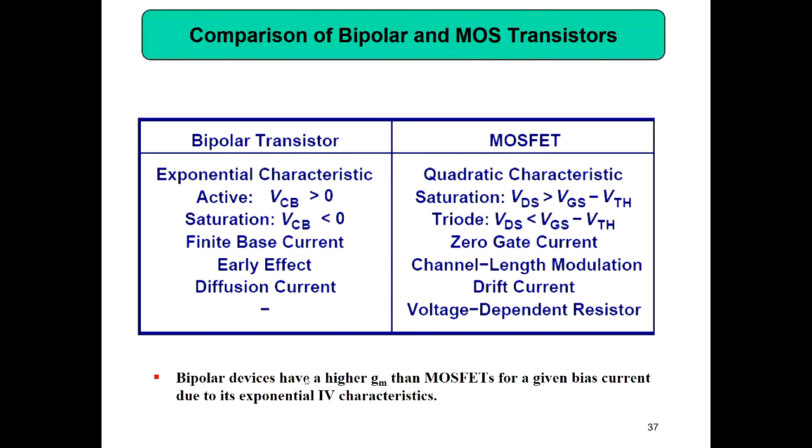So bipolar devices have a higher GM than MOSFETs for a given bias current due to their exponential IV characteristics. Definitely, if you ask which one has very high efficiency in converting voltage into current: for MOS, ID is proportional to VGS minus VTH the whole square. For the bipolar transistor, IC is proportional to exponential VBE. Obviously, the exponential has a high efficiency. So GM, the transconductance in BJT, is much higher than MOS.